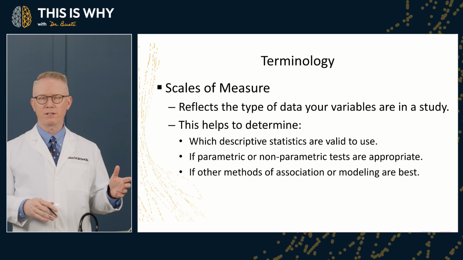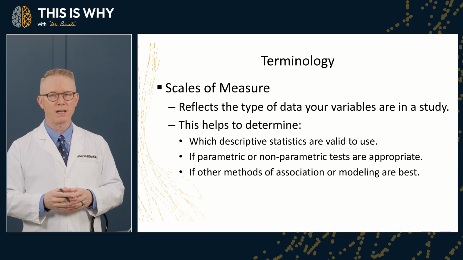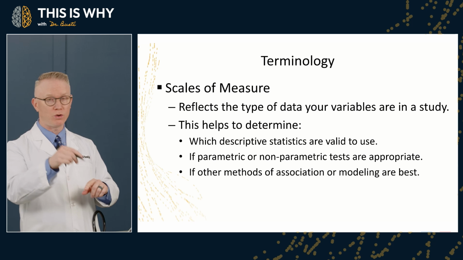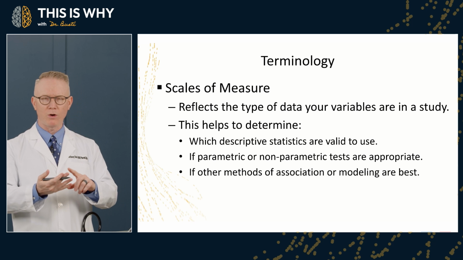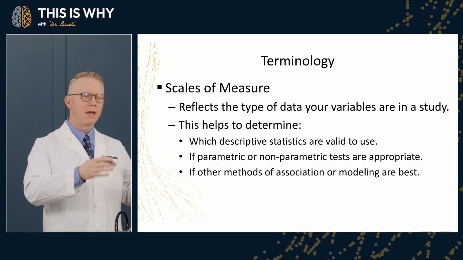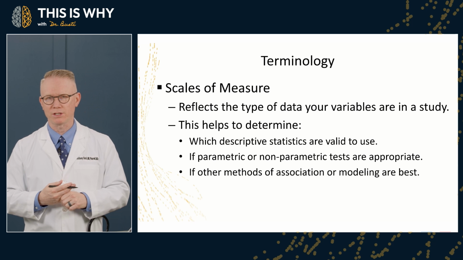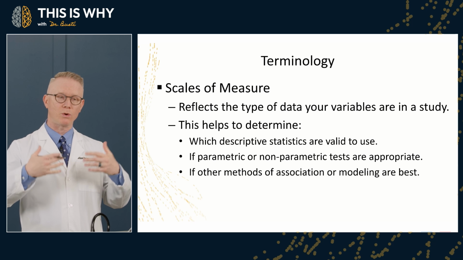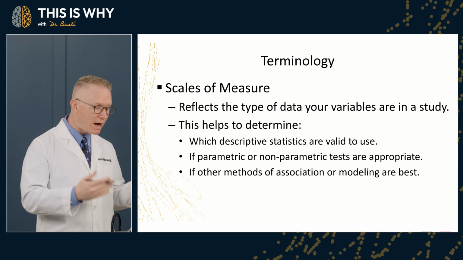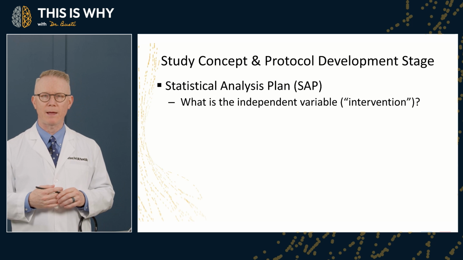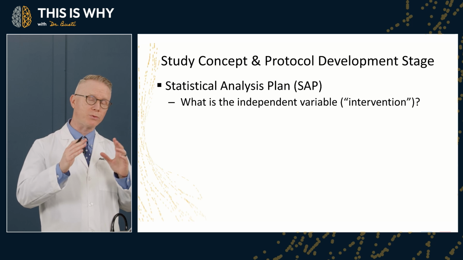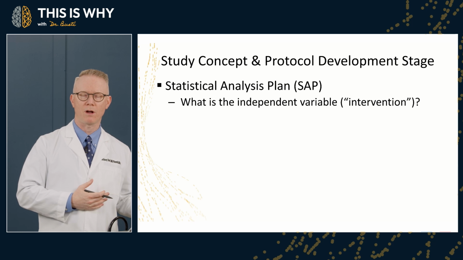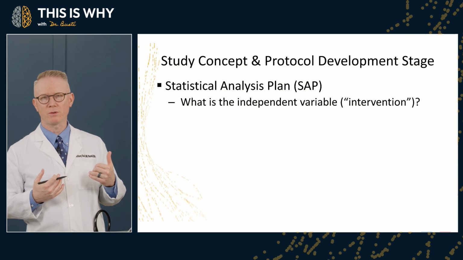Now, scales of measure are important. Again, we're still on that terminology because they help you to determine which descriptive statistics are valid for you to use, descriptive being like mode, frequency, median, and mean, those kinds of things, right? Also, whether parametric or non-parametric statistical tests are appropriate, and whether other methods of association or modeling should be considered, okay? So that's why this matters, that you are oriented around the type of data that you're dealing with. Okay, so let's go through that orientation and some of the questions that many of us who develop research protocols go through, but that you should be asking yourself as the reader, okay?